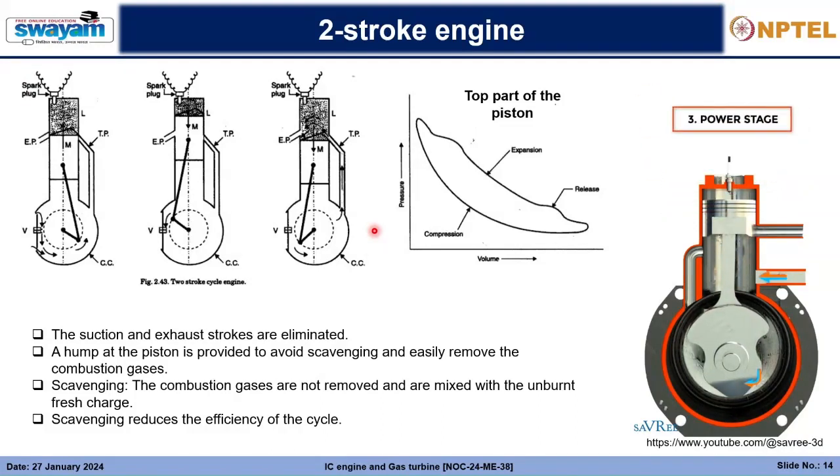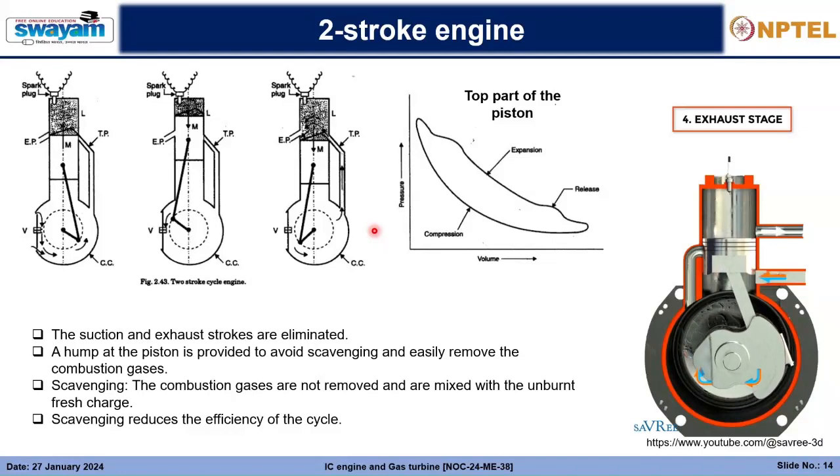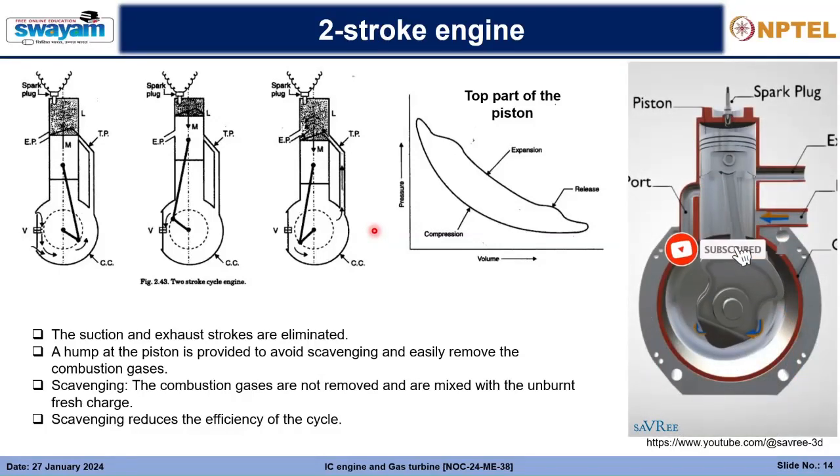Power stage. Shortly before the piston reaches the top of the cylinder, a spark from a spark plug ignites the air-fuel mixture. Ignition occurs, and a controlled explosion forces the piston back downwards. Exhaust stage. As the piston travels downwards, the exhaust port is uncovered, and exhaust gases are discharged from the cylinder. The transfer port is then uncovered, and the cycle repeats. Subscribe to our YouTube channel to learn more about engineering.